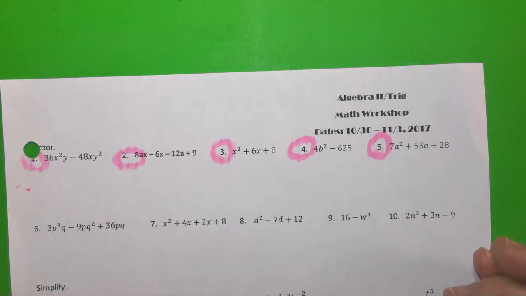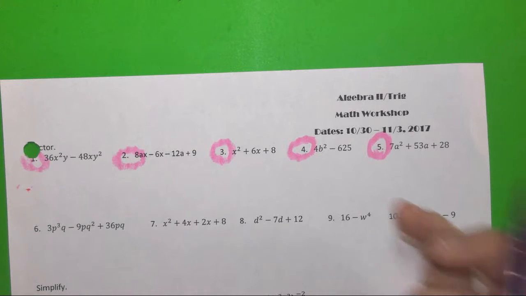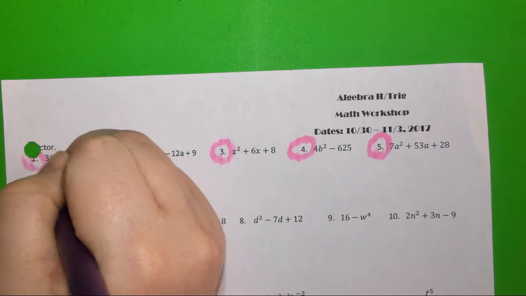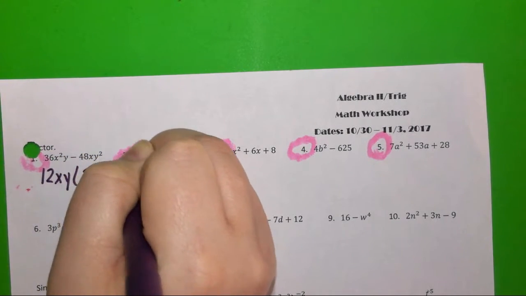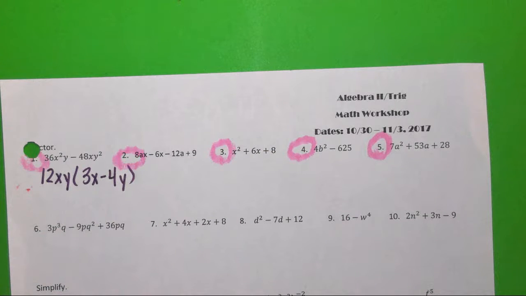Okay, I need help with number 1. Yes, ma'am. You're going to take out a 12x and y. And you're left with? 3x minus 4y. 2 gets a point.